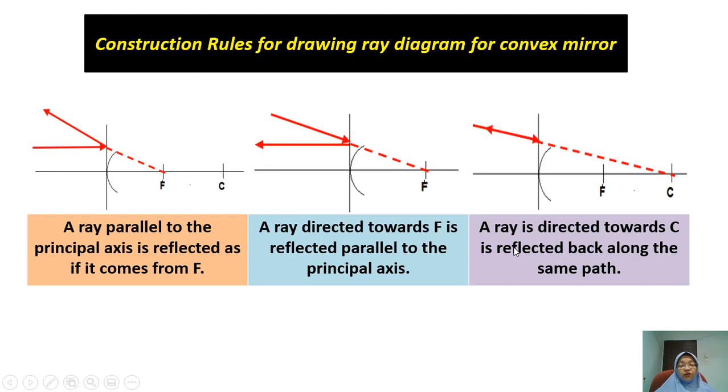Okay, now we move on to the convex mirror. Three rules for convex mirror. A ray parallel to the principal axis is reflected as if it comes from F. Okay, a ray directed to F is reflected parallel to the principal axis. Okay, and a ray directed towards C is reflected back along the same path. Okay, like this.